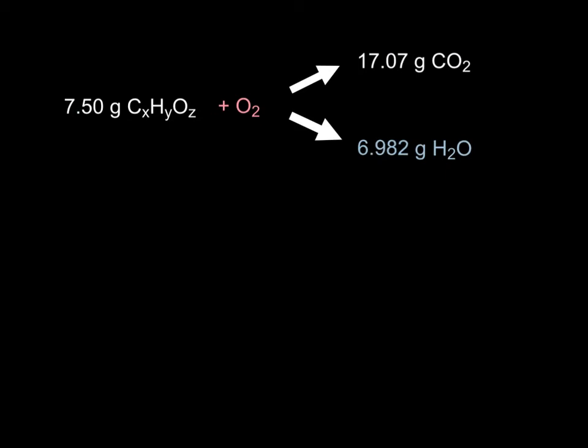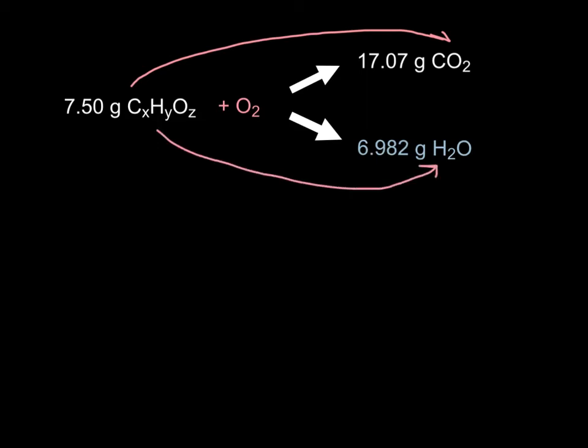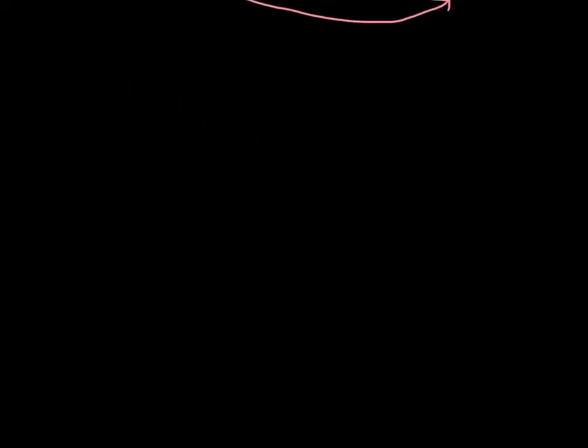So here I'm illustrating. We take 7.5 grams of some compound containing carbon, hydrogen, and oxygen. We're adding excess oxygen, and we're forming carbon dioxide and water. The key to solving this problem is to realize that all of the carbon in the compound will be part of the carbon dioxide, and all of the hydrogen in the compound will be a part of the water. So we'll use the carbon dioxide and the water to tell us about the compound. Let's deal with that now.